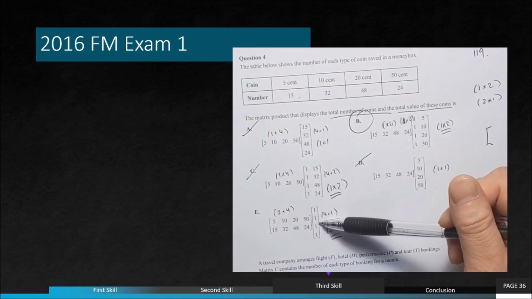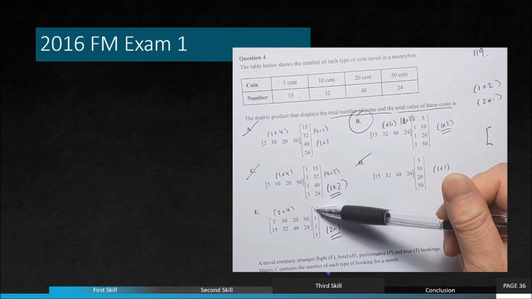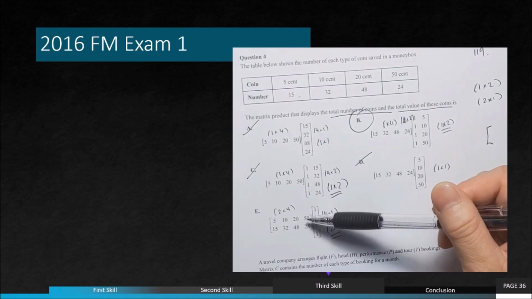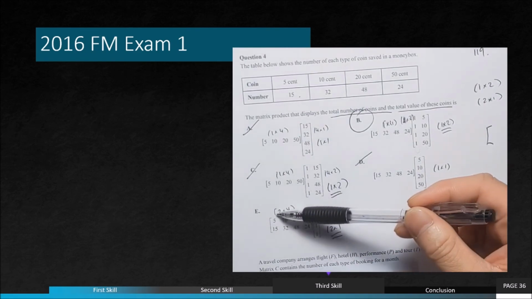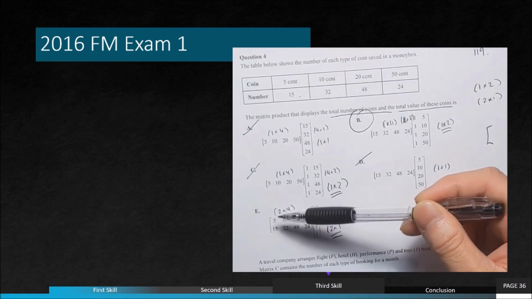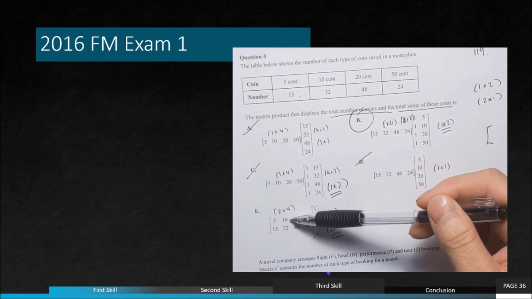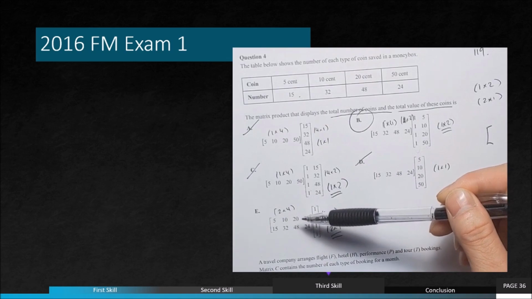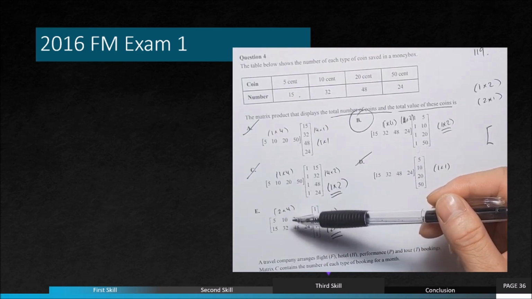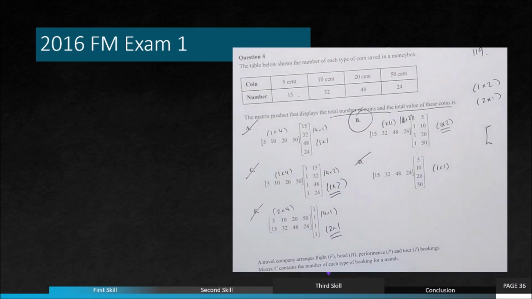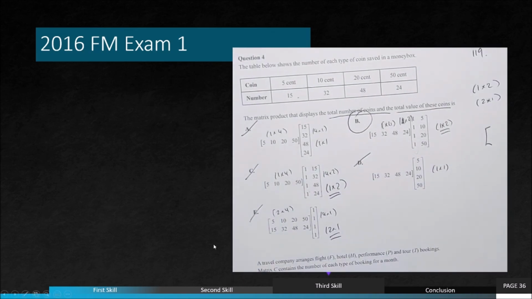In this one, multiplying by columns of ones means we're adding the numbers together. So 5 by 1, 10 by 1, 20 by 1, 50 by 1. If I do that, that will add up the coin values. It doesn't make sense. I'm adding a 5 cent plus 10 cent plus 20 cent plus 50 cent. So that doesn't make sense because I want the total number of coins as well as the total value of coins. So that one is not the correct answer as well. So the answer is B for that one.